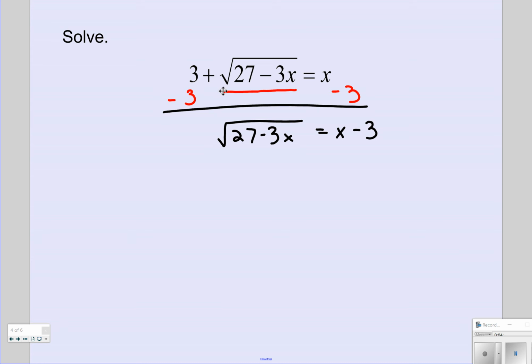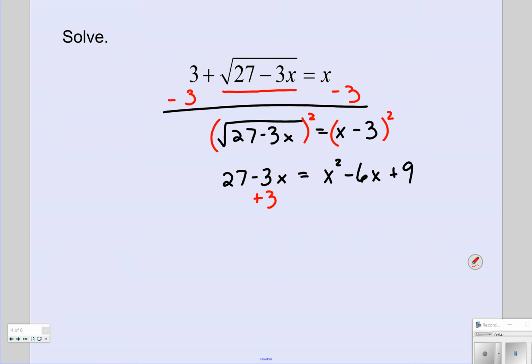Now I'm ready to square. So I square the left side of the equation and the right side of the equation. And so I get 27 minus 3x is equal to, and I'll quickly do this binomial multiplication, I'll use the shortcut, x squared minus 6x plus 9. We could have written that out and used FOIL, but we'll get that same trinomial. Now let's set it equal to 0. We'll add 3x on both sides.